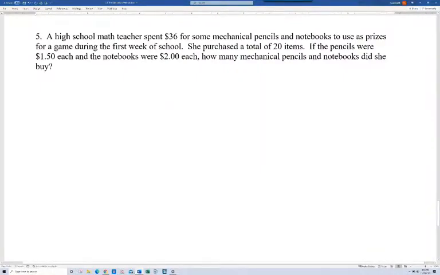It says a high school math teacher spent $36 for some mechanical pencils and notebooks to use as prizes for a game during the first week of school. She purchased a total of 20 items. If the pencils were $1.50 each and the notebooks were $2 each, how many mechanical pencils and notebooks did she buy?